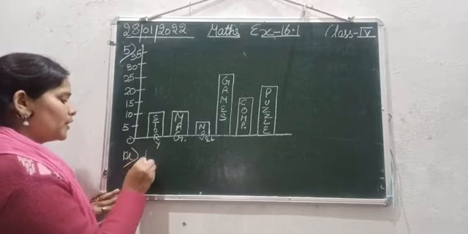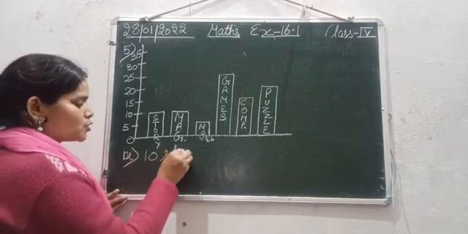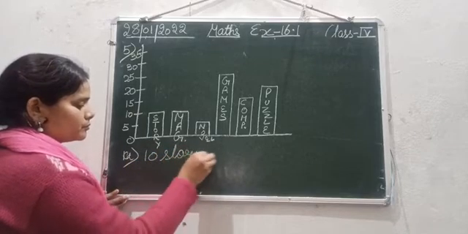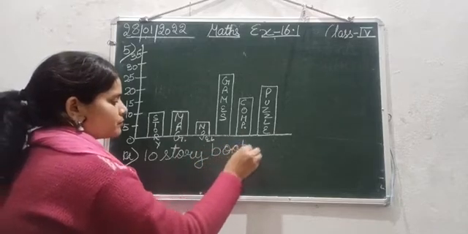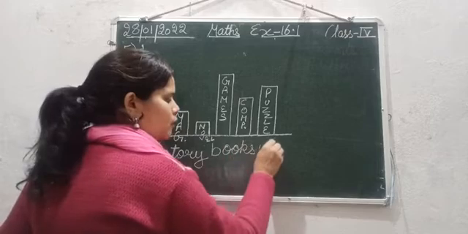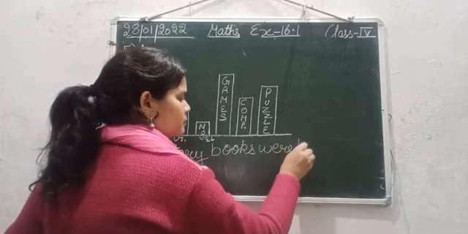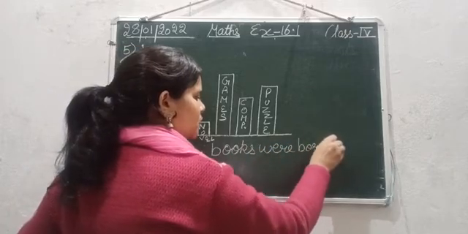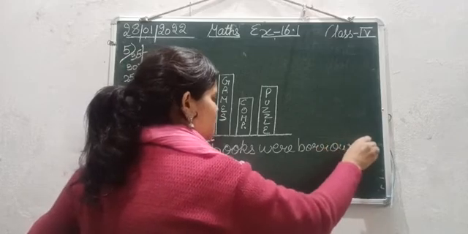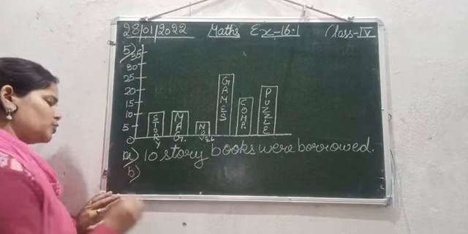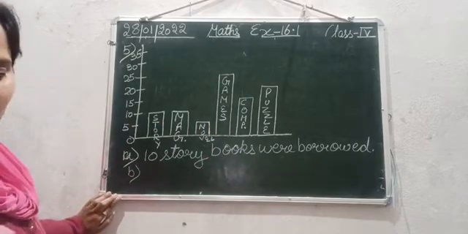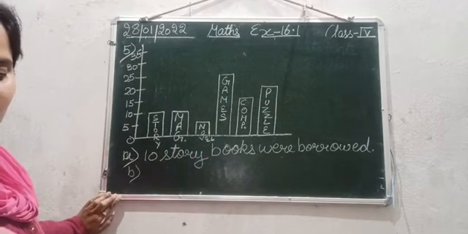So likhiye, 10 story books were borrowed. 10 story books were borrowed. Moving to the B1. Which type of book is most popular?